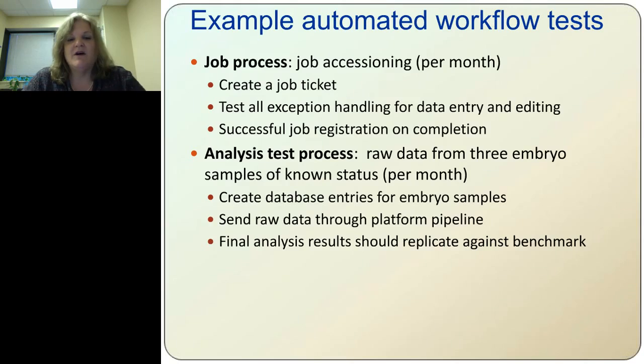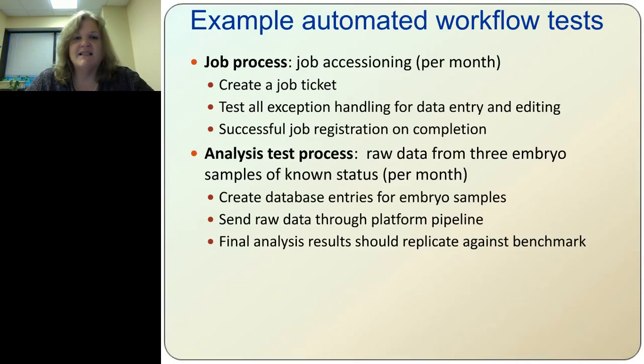For analysis test processes, we run raw data from 3 embryo samples of known status per month. You can run them through. You create data. The process will create database entries. It'll send raw data through the platform pipeline. And it's not fresh data off the machines, it's data of known characteristics. We kind of have benchmark data. And the final analysis result should replicate against that previous benchmark.